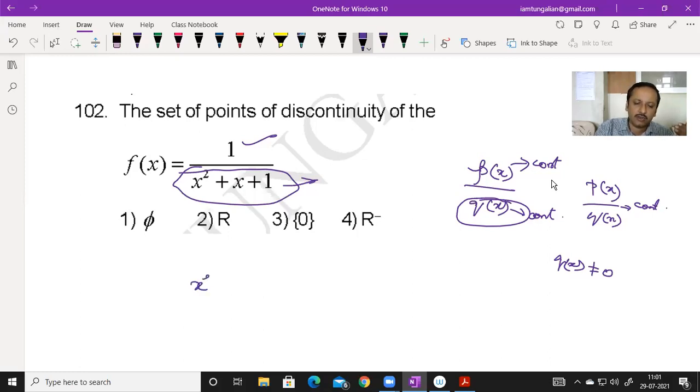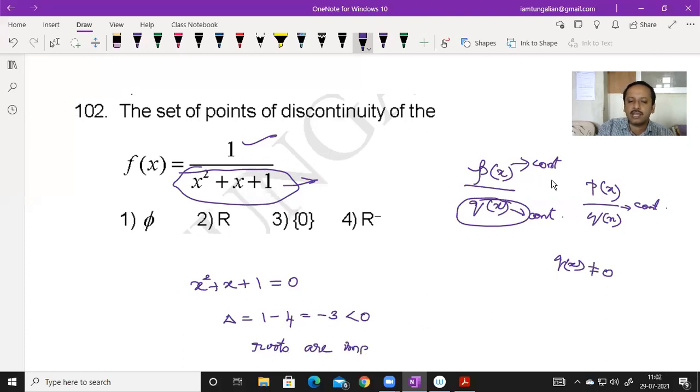Okay, so now look at this, x square plus x plus 1. I will equate this to zero. I want to know when it will become zero. X square plus x plus 1 equal to zero. What kind of roots does it have? You just observe whether it has real roots, imaginary roots, or real and equal roots. For that you will find the discriminant, delta, which is b square minus 4ac, that is 1 minus 4 into 1 into 1. So delta is negative. Delta negative means the roots are imaginary, right?